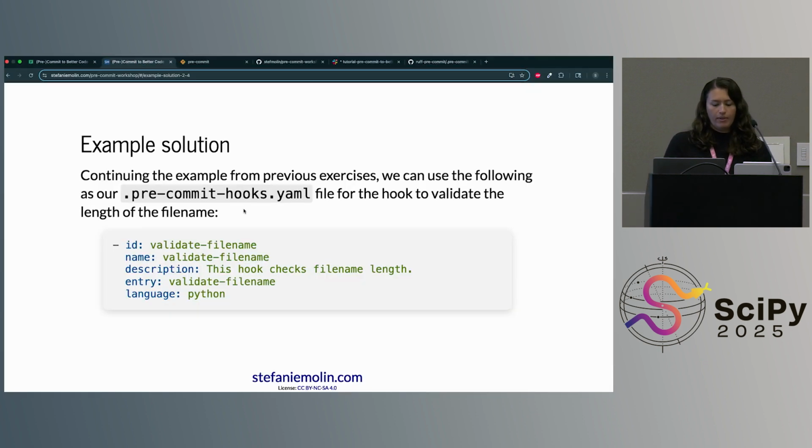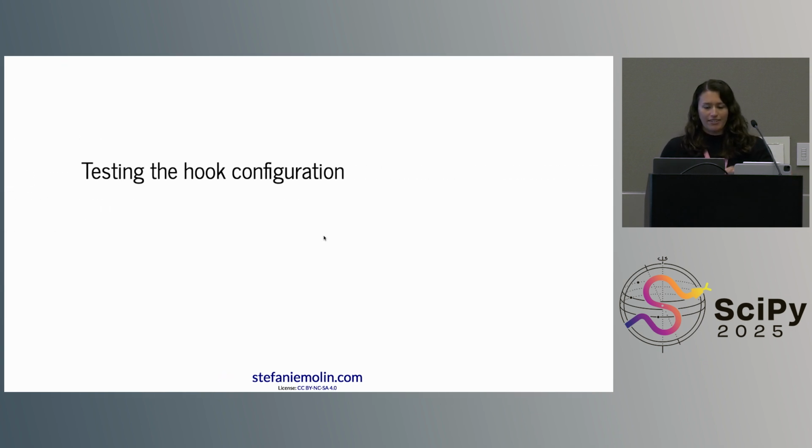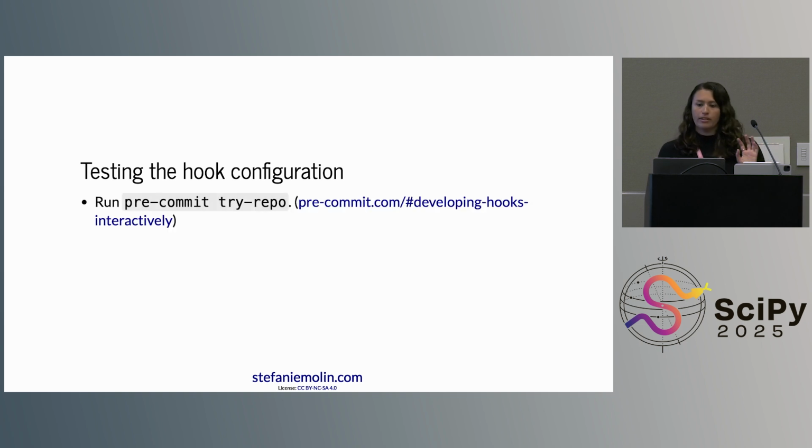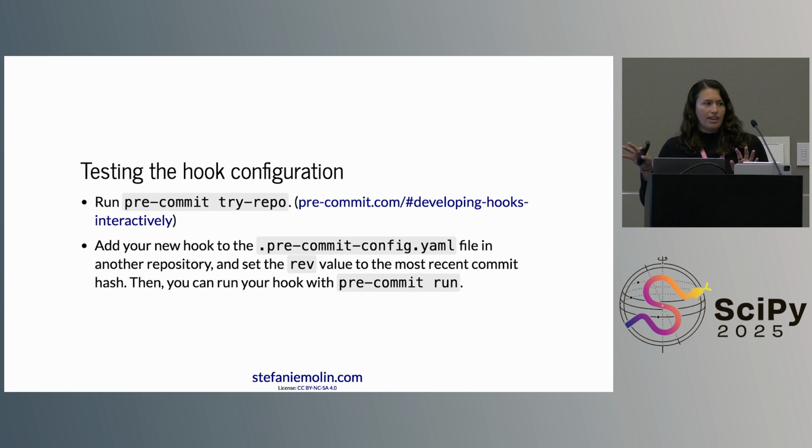So now let's talk about how we can actually test that the hook is now configured correctly. So one way is you can use another part of the pre-commit CLI, which is the try repo command. And this lets you use the hook within the repository that you're creating the hook. And there's a link to how you would do that. And then the other option is you could use a separate repository, and you could, in the pre-commit config over there, point to your new repo.